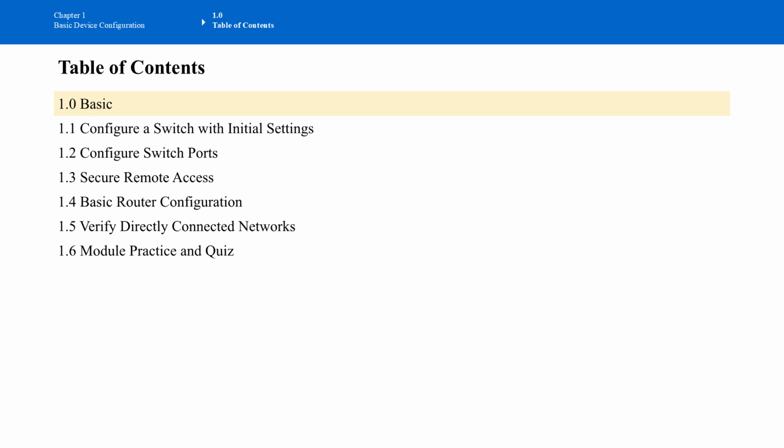And our real session begins with 1.1, configure a switch with initial settings. 1.2, configure the switch ports. 1.3, secure the remote access. And then we have basic router configuration, verify directly connected networks. And the last session, which is almost the same for all other chapters, is the review session or a summary session, including a quiz. Without further ado, let's begin.